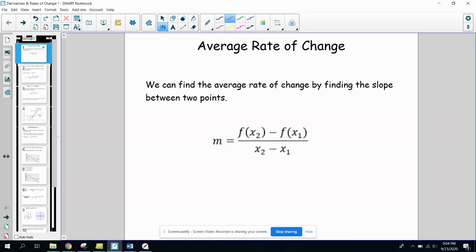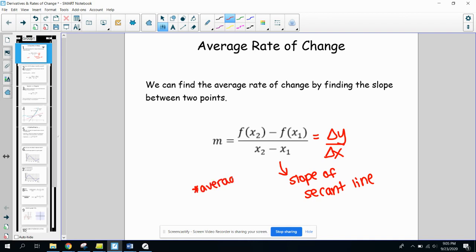M equals slope. And this is pretty much the same thing as saying the change in y over the change in x. And in particular, if I take 2 points and find the slope between those 2 points, that's going to give me the slope of the secant line. So remember, secant lines pass through 2 points on a graph. And when I find the slope of the secant line, that is also the same thing as the average velocity.